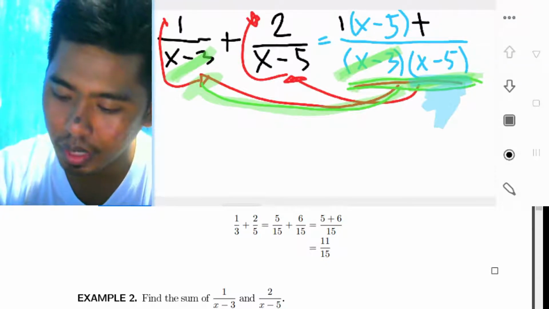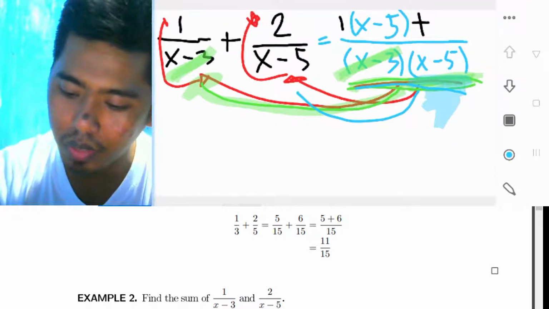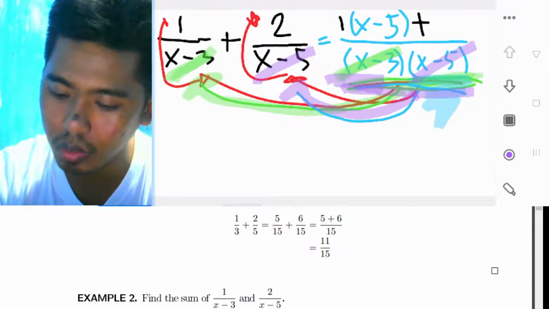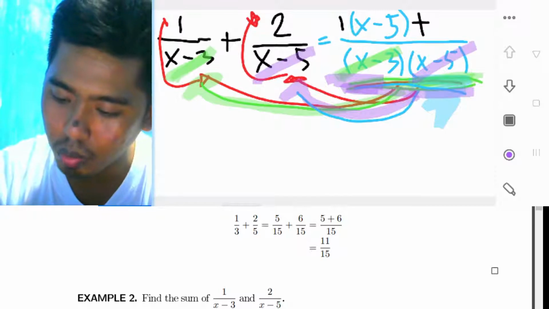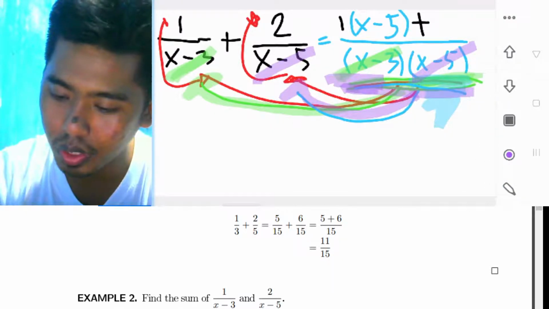Next, same procedure. Divide the common denominator by the second denominator, then multiply the numerator. So x minus 5 cancels. What remains is x minus 3. Multiply by the numerator 2, so it becomes 2 times x minus 3, wait, 2 times x minus 5 as it appears on the board.